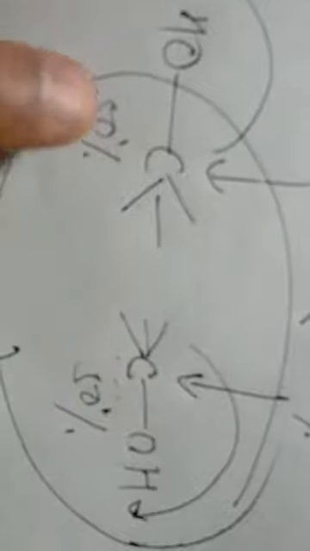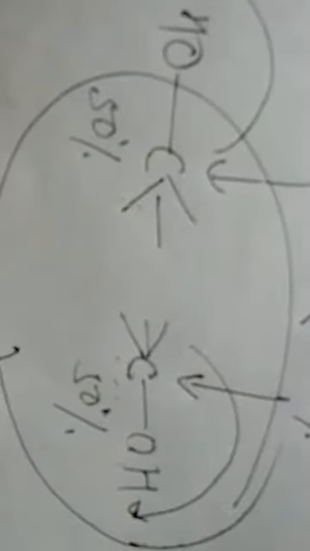Okay children, so overall in SN1 mechanism, which is taking place in two steps, finally a racemic mixture of two enantiomers is formed. Okay, so a racemic mixture is a mixture in which two enantiomers of a particular compound are present.